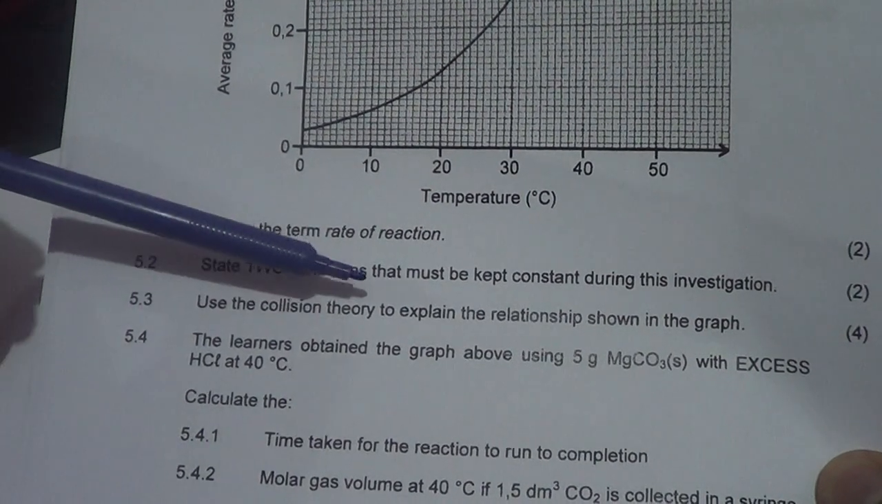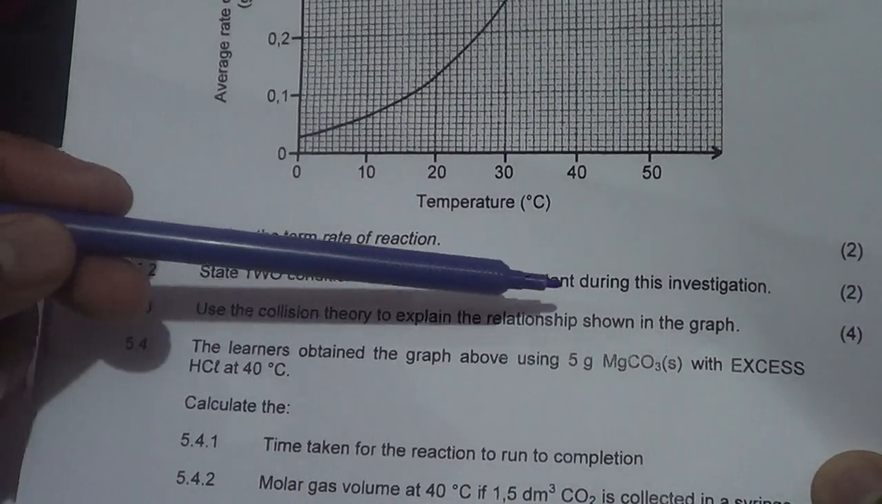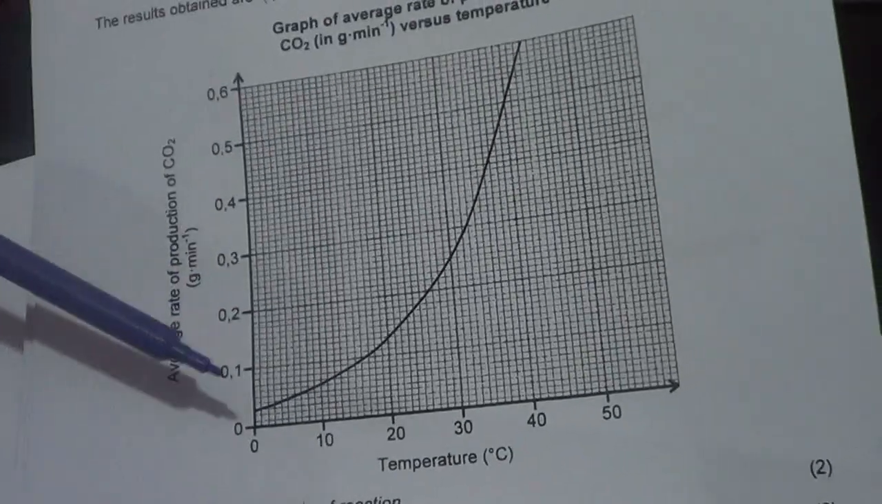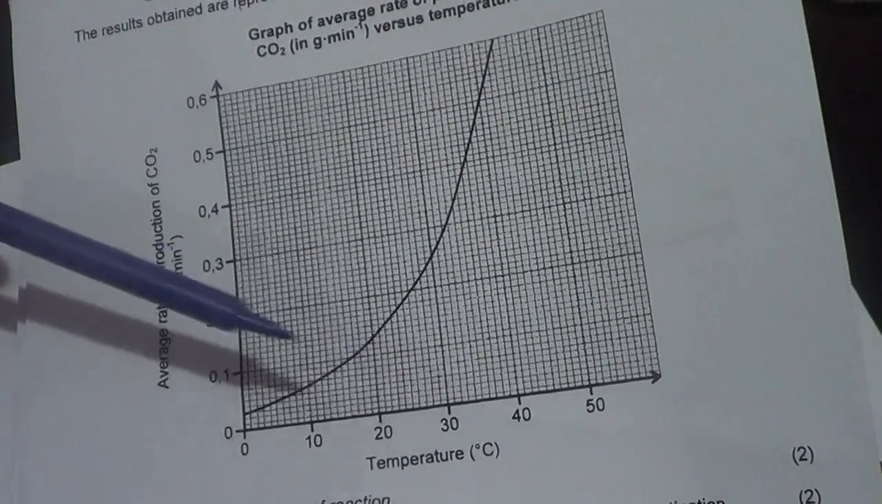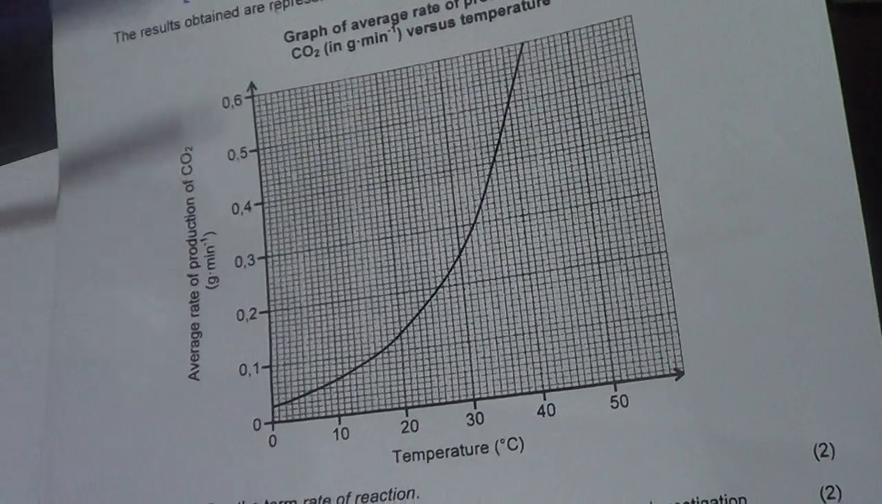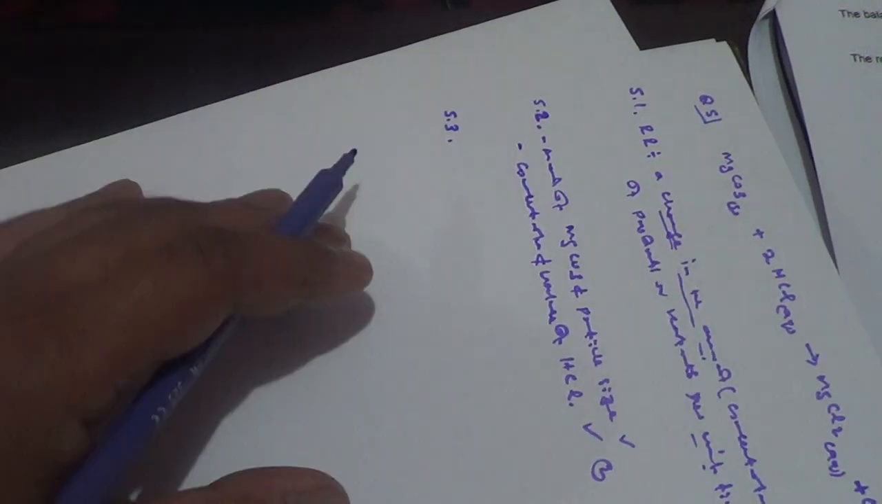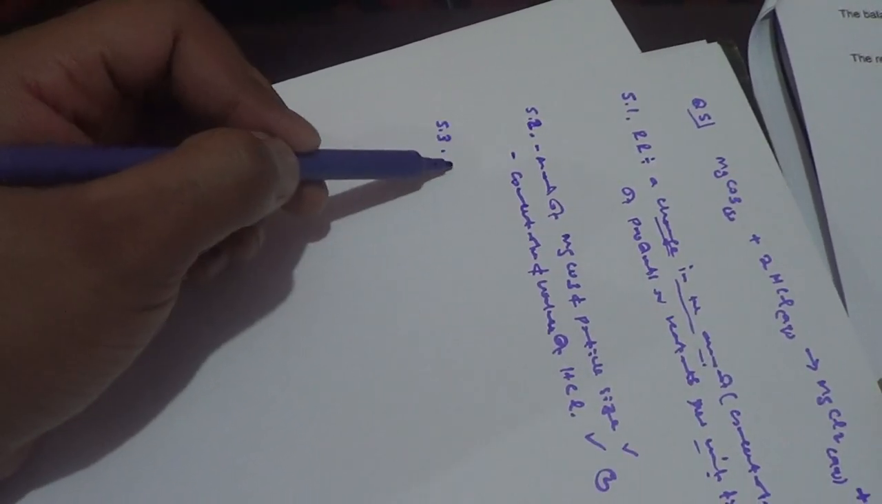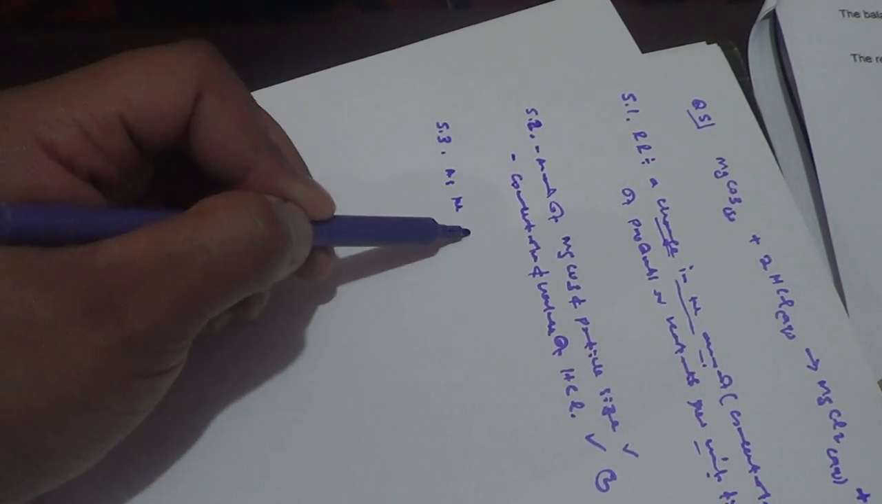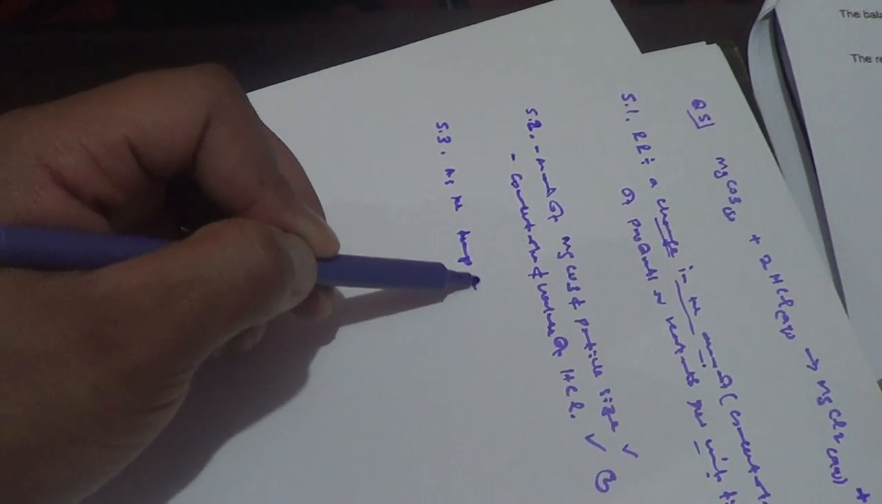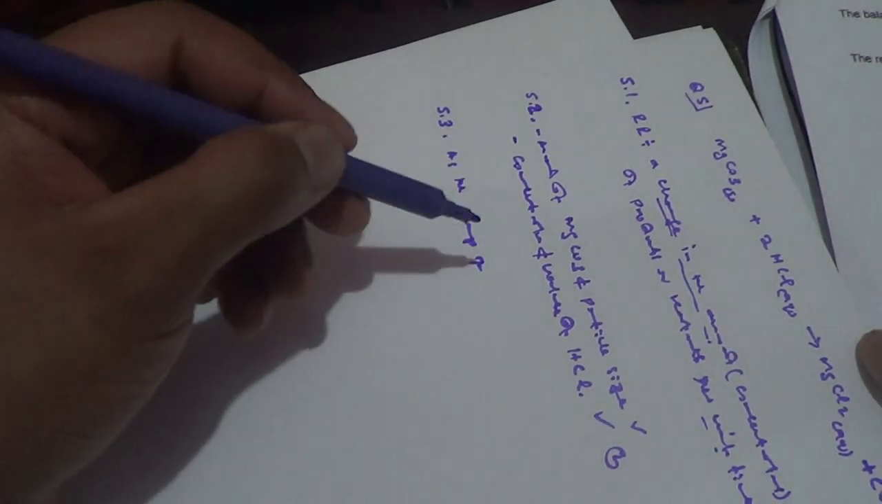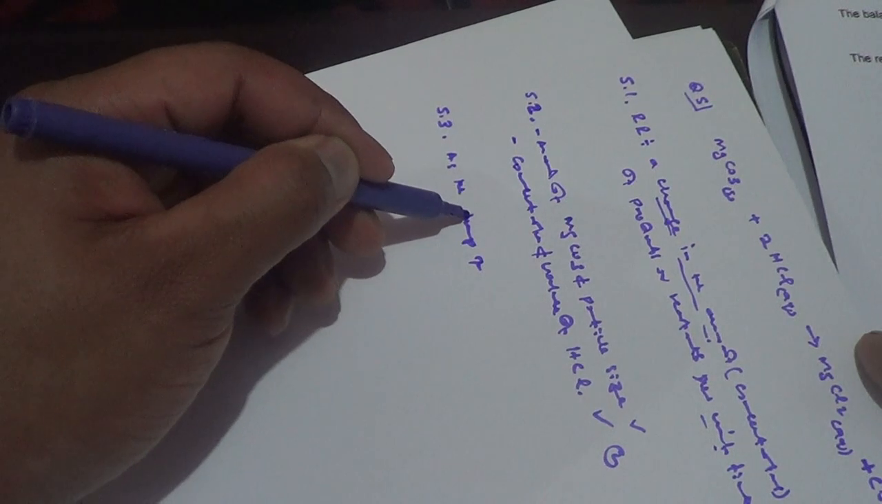So use the collision theory to explain the relationship shown in the graph. As we said, the more the temperature increases, the more the reaction rate also increases. So they want us to use the collision theory. So what we know is that as the temperature increases, I'm just going to use that arrow, as the temp, this is temp.